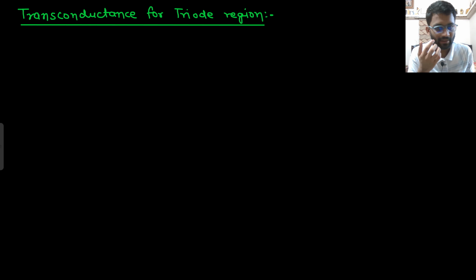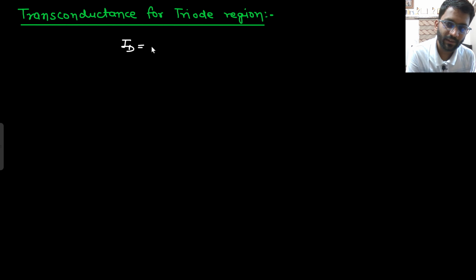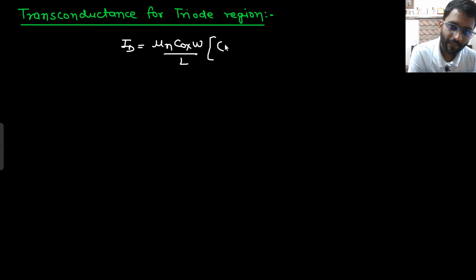That's it. So for triode region, triode means linear region only. So for linear region and saturation region, we can find the value of Gm. So for triode region, what is the value of ID? That is mu n Cox W by L into VGS minus VT into VDS minus VDS square by 2.